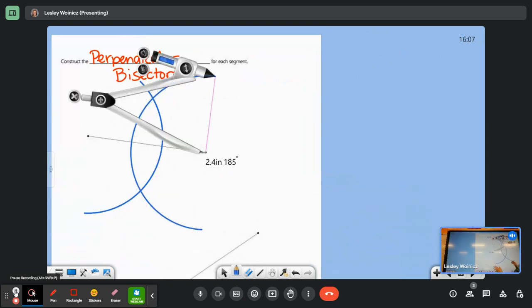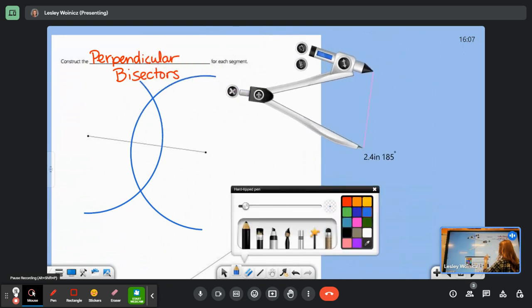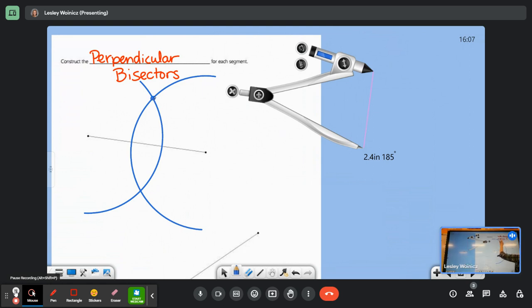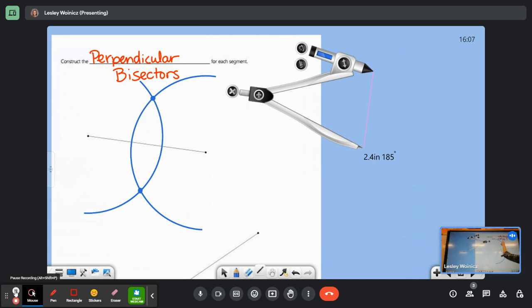I don't really need the entire circles, guys, because if you think about it, the points that I'm interested in are just this point and this point. You can do it more times if you want, but you really only need to do it once because every other set of intersecting arcs you make will be on the same perpendicular bisector. So this is the segment that we want.